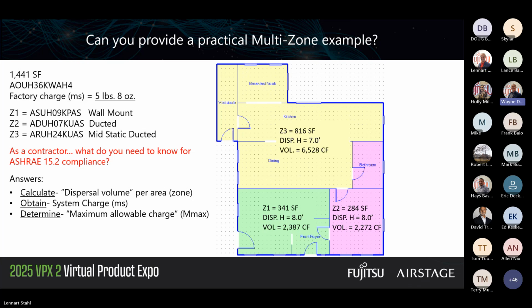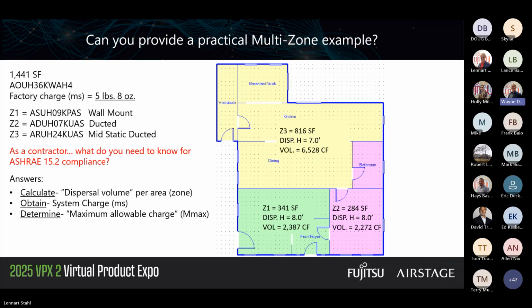The first bullet point: calculate the dispersal volume per area, per zone. Well, that's pretty easy. We know how to do that. That's length and width, that's area, times the dispersal height. Again, keep in mind dispersal height can vary significantly depending upon the indoor unit type, whether it's ducted or unducted.